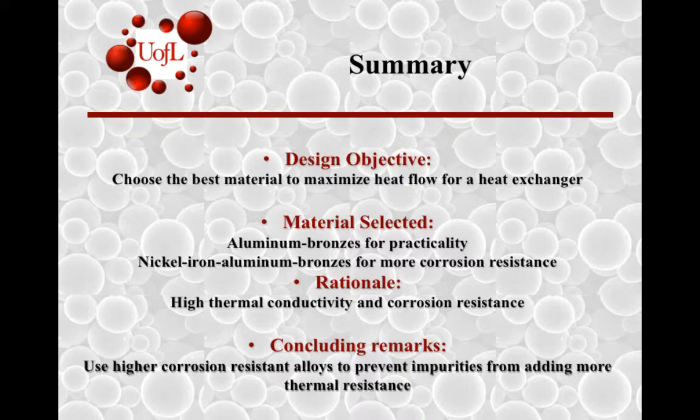And so in summary, the objective was to choose the best material to maximize heat flow for a heat exchanger. Of the materials selected, the most practical one would be aluminum bronzes, and if you had more money to spend, you would choose nickel iron aluminum bronzes. They just have a lot less corrosion resistance, and the rationale was because copper has high thermal conductivity and corrosion resistance.